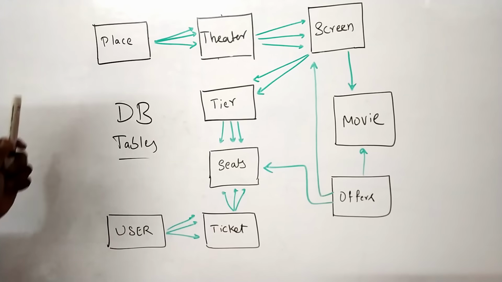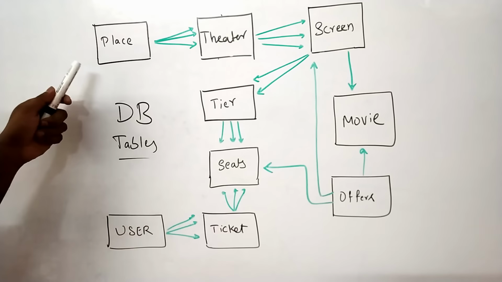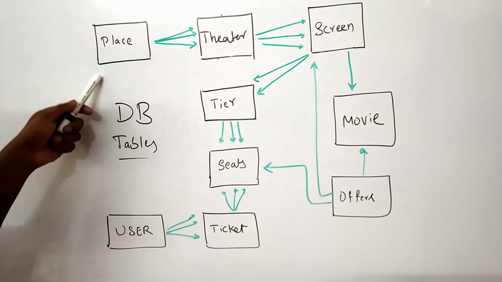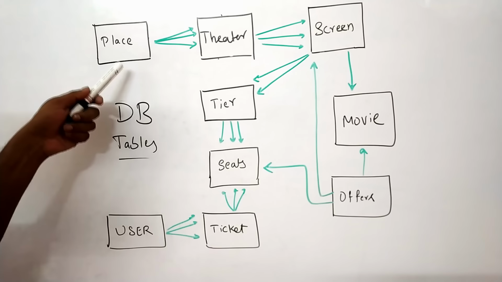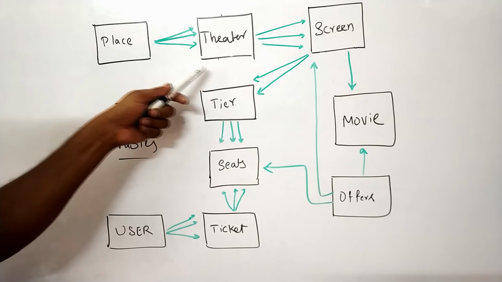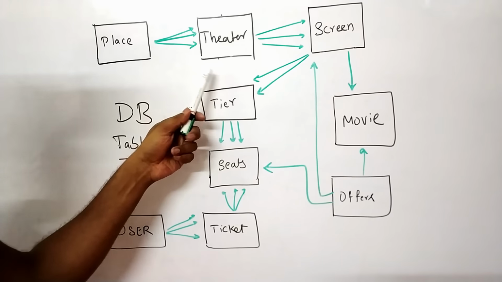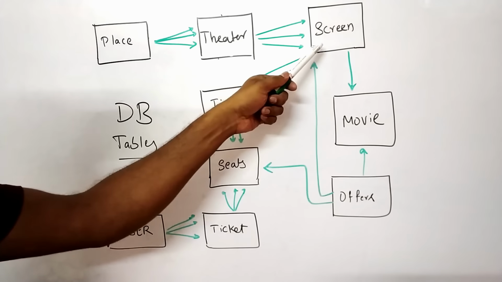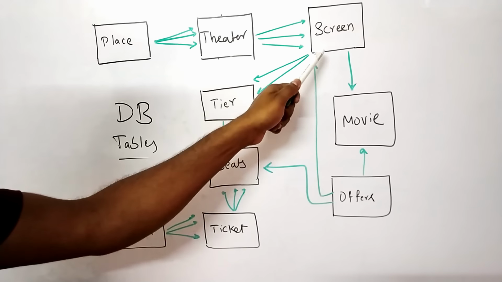So obviously we need a table with place. The same table can be used to save the hierarchical data for any given theaters, like country, state, city, and the street where the theater is. So that will be a one-to-many relationship, and every theater will have multiple screens in it, so we need a one-to-many relationship between theater and screen.